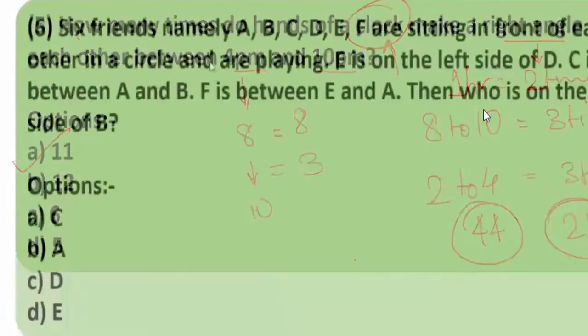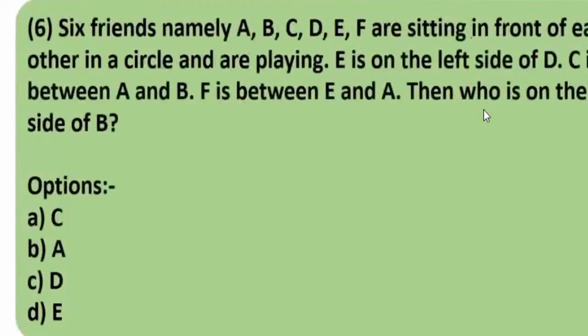Moving to next question. 6 friends, namely A, B, C, D, E, F, are sitting in front of each other in a circle and are playing.